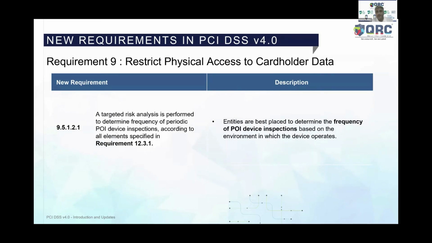In the ninth requirement, the physical access to cardholder data, you have to have a risk analysis performed to determine the frequency of POI device inspections. Earlier I think it was once a year, but now you have to do the risk analysis, and whatever the outcomes of the risk analysis, you can define the frequency for inspecting the point of interaction devices. This is something they have added now.